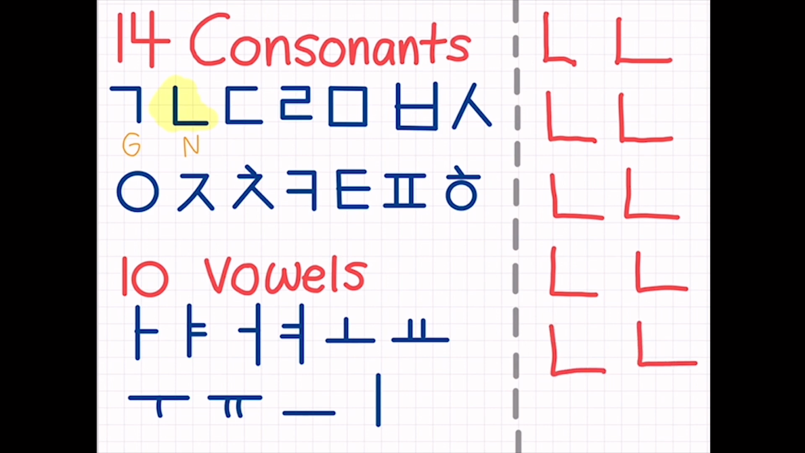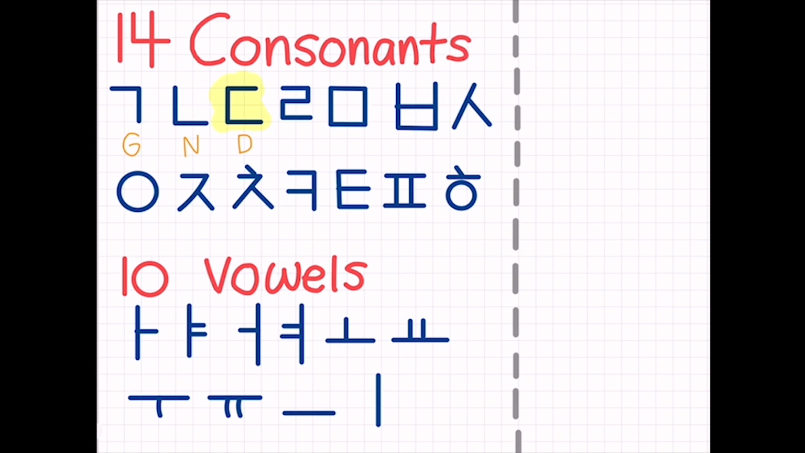All right. Next up, we have the d sound, and this is called tikut. So this is the order how you should write it. Right, down, right.